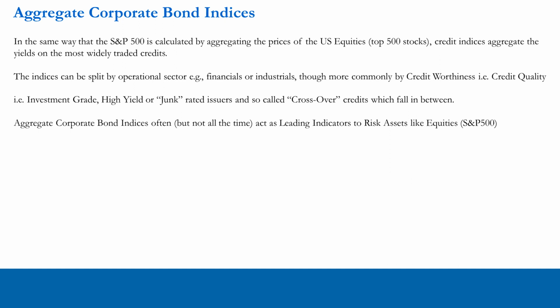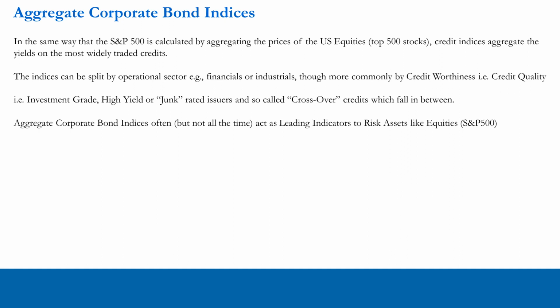Credit worthiness is basically credit quality. So we've looked at credit worthiness tables, and we know that there's investment grade, and there's high yield or junk as well, so non-investment grade. But we also have aggregate corporate bond indices that fall in between. So they are termed as crossover credits or crossover aggregate corporate bond indices.